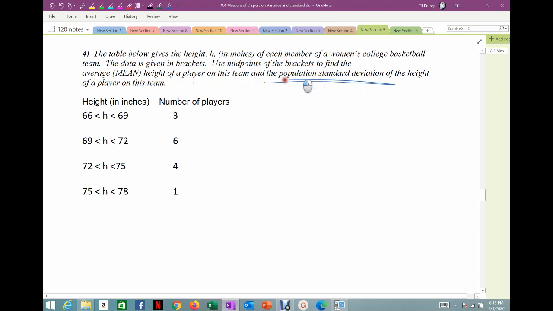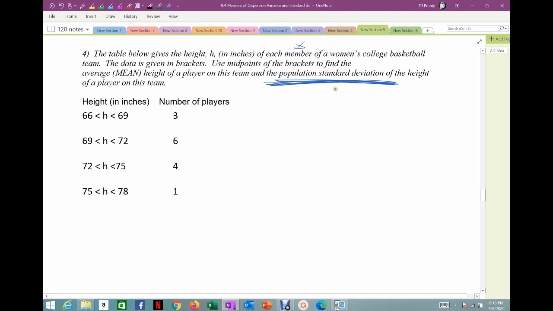Find the mean, and it's the population. It should be the population because I measured every single member of the basketball team. I didn't take a sample of the basketball team. I measured everybody. But it does tell you, find the population. Makes sense, though. Find the population standard deviation.